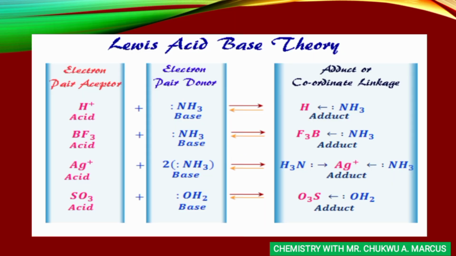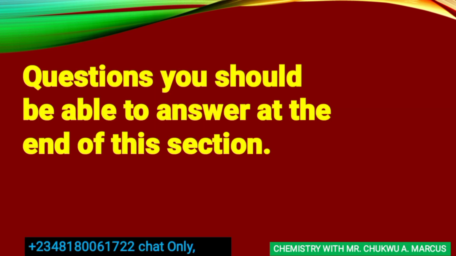Here I just dropped some Lewis acid representatives and Lewis base representatives, as you can see on the screen. When they come together, like a hydrogen ion coming together with a base which is ammonia, we will have an adduct called the ammonium ion. We also have SO3, which is sulfur(VI) oxide, bonding with water. Remember that water, as I showed before, has a lone pair to give out, and it is going to give it out to SO3, and they form an adduct, which is what we call tetraoxosulfate(VI) acid. So you get that.